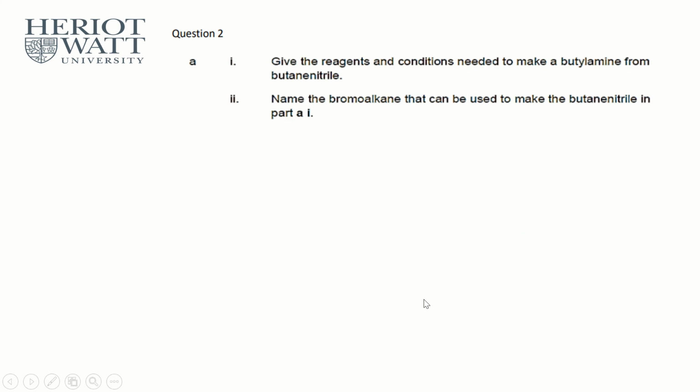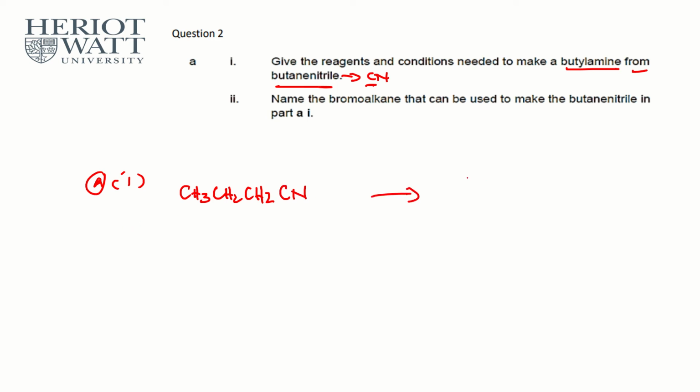Okay, question 2. Give a reagent and conditions needed to make butylamine from butane nitrile. And of course, by name, you must be able to draw the structure out. Let's look at part A1. Okay, so first, they want to make butylamine, which is an amine, from butane nitrile. So butane nitrile is actually 4 carbons, and it is a nitrile, meaning it has a CN. This carbon is counted. So CH3, CH2, CH2, 3 carbons already, and then CN. So altogether 4 carbons.